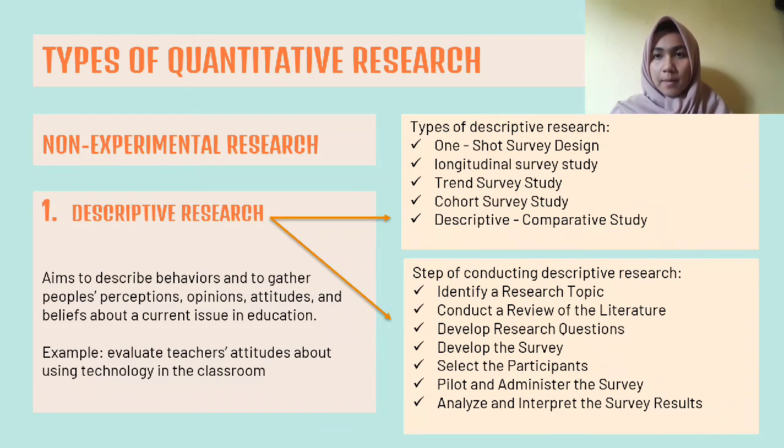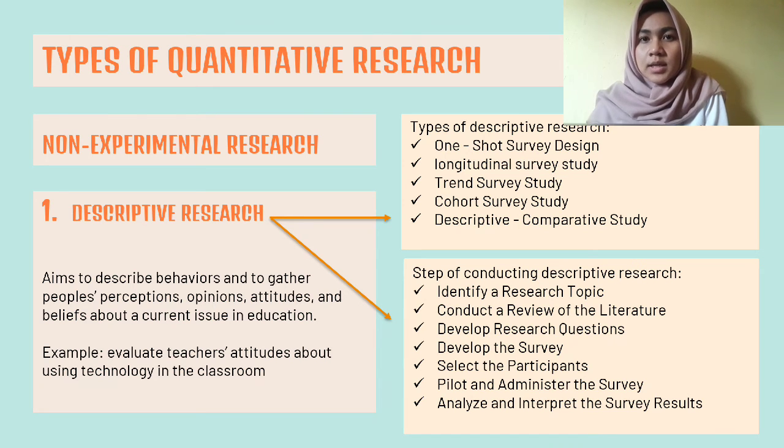And here are the steps of conducting descriptive research. First, we have to identify the research topic, and then conduct a review of the literature, then develop the research question, develop the survey, and then select. An example of descriptive research is evaluating teachers' attitudes about using technology.